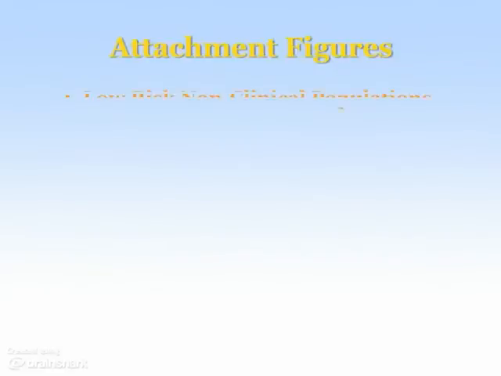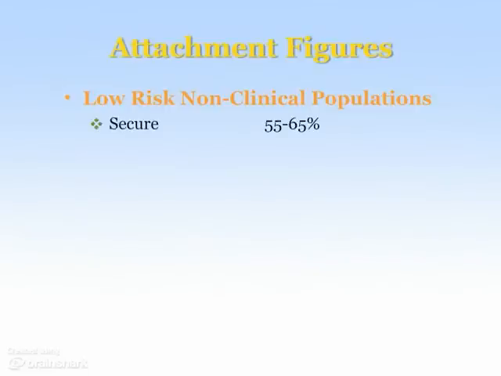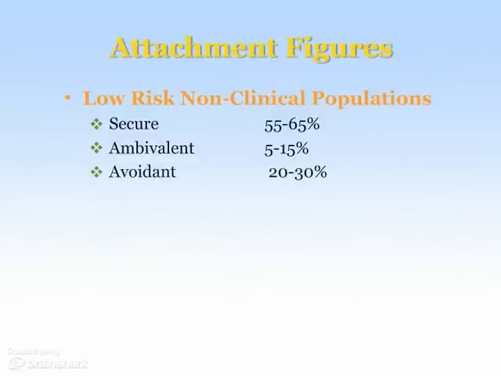So, when we look at attachment patterns, what we found is that in low-risk or non-clinical populations, the general public, if you will, about 55 to 65% of parent-child relationships look like a secure attachment. About 5 to 15% look like ambivalent attachment, that kind of anxious, clinging attachment, and about 20 to 30% of the general population have an avoidant attachment, that looking like they don't need anything from the parent type of attachment. And about 20 to 40% also have a disorganized attachment.